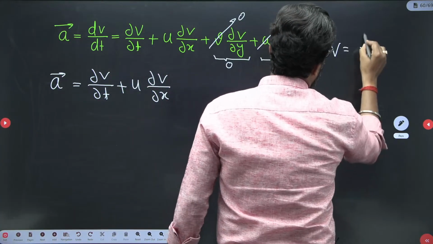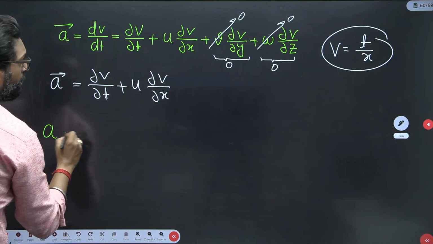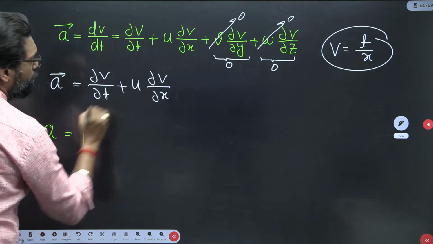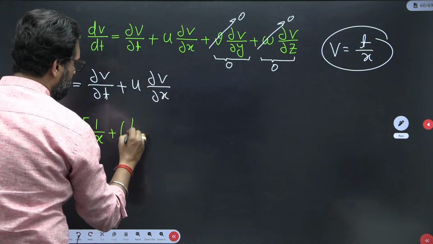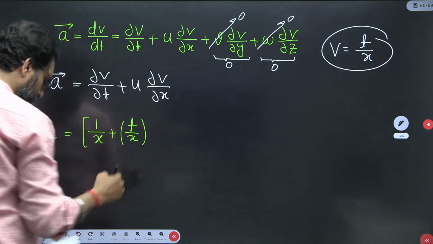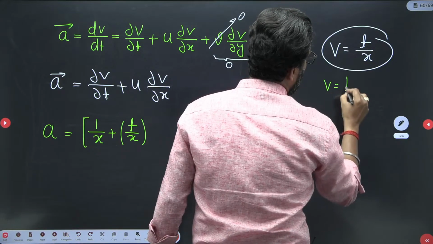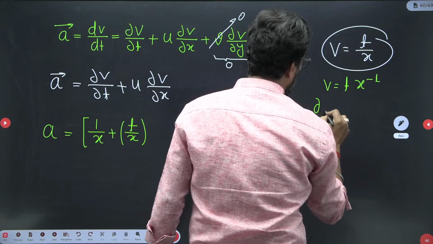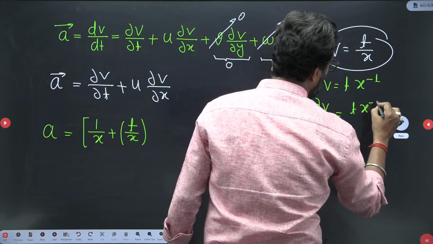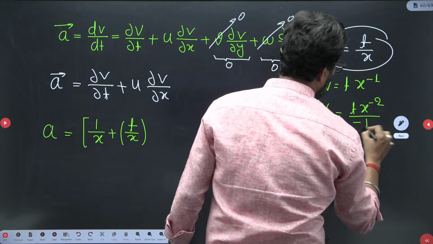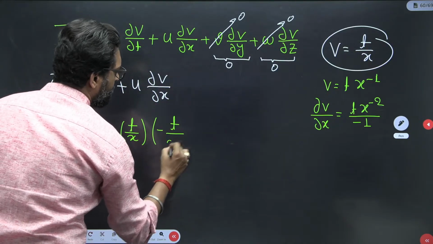Now what is v here? v is equal to t by x. It is given. Put here. So the acceleration a, differentiating with respect to time, is 1 by x plus u, which is the velocity t by x, times dou v by dou x. If you differentiate, v is equal to t x to the power minus 1. So dou v by dou x, t kept outside, is t x to the power minus 2 by minus 1. So this is minus t by x square.